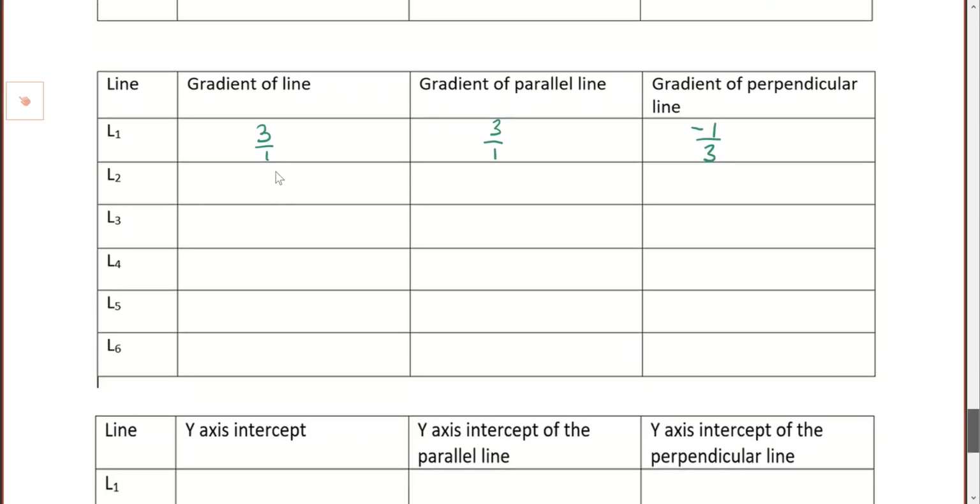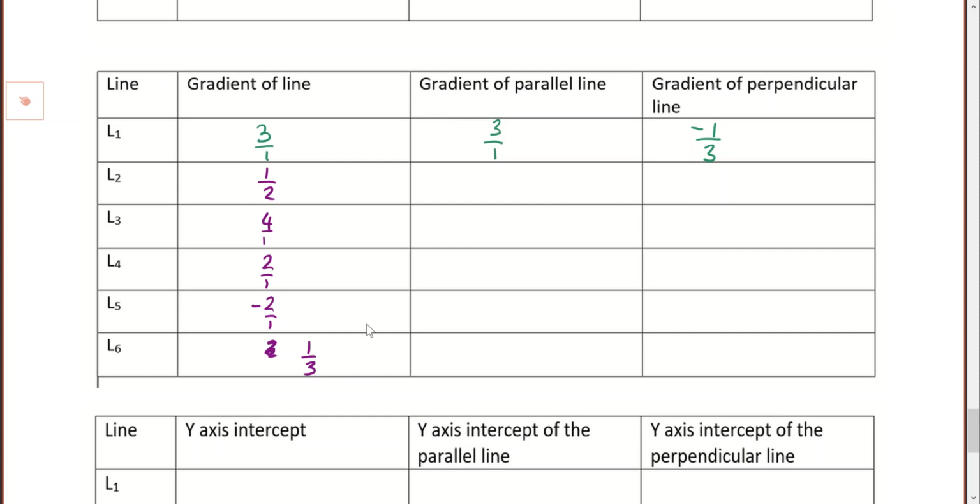Can anyone just tell me what the gradients of the lines were? We've just been through. What's L2? What's the gradient? 1 over 2. L3? 4 over 1, if you like. 2 over 1. 2 over 1 again. 1 over... there should be a negative in that. Some people haven't given me negative. For number 5, that's negative 2 over 1.